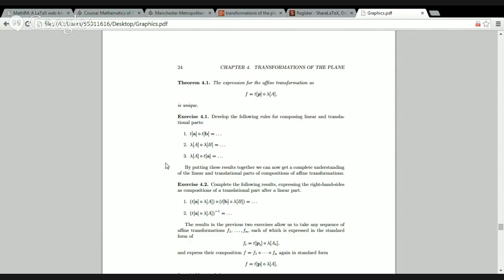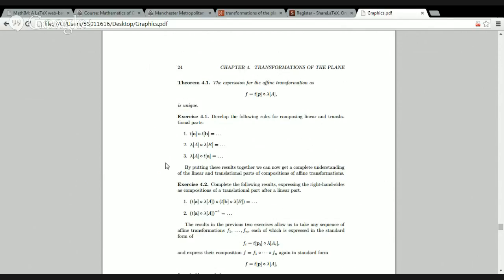It's important that you remember that we're agreeing that this order is the standard form, because if they're composed in the opposite order, it's a different one. So that was the affine transformations. Then we spent a bit of time last time discussing the solutions to these exercises, so we'll just quickly review them.